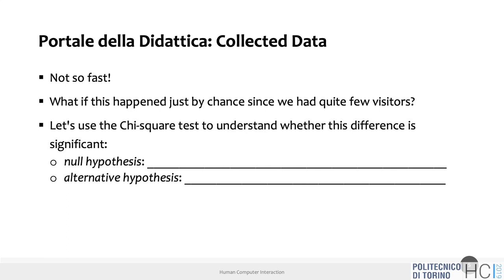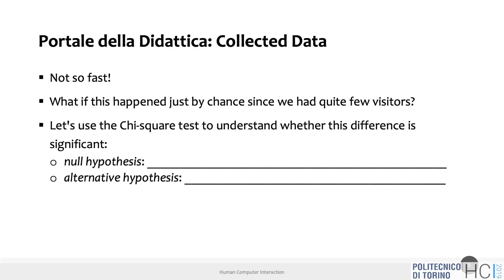So let's use, as before, the chi-square test to understand whether this difference is significant. We cannot say how much this difference is significant, just that there is a significance in this difference, and so if the new version, the version with the much higher number, 30%, is actually better than the other one for that specific scope. So let's write, it's already written in the slide, so don't look at it.